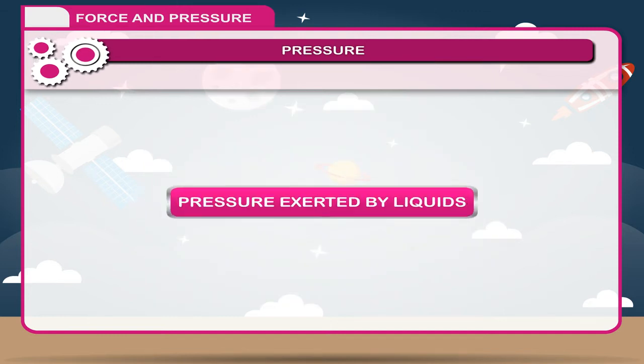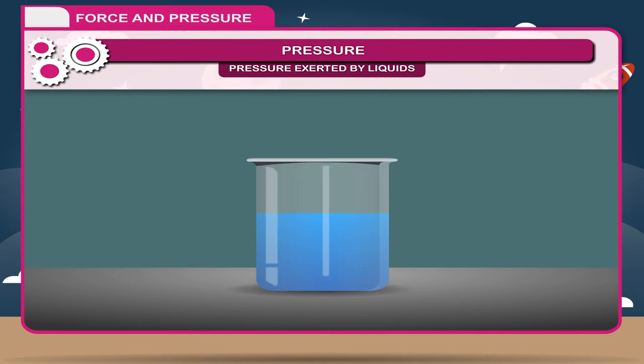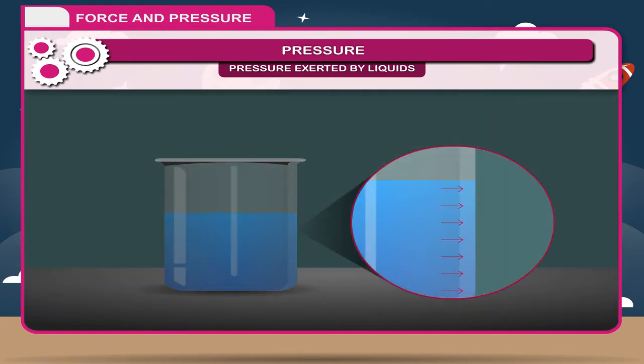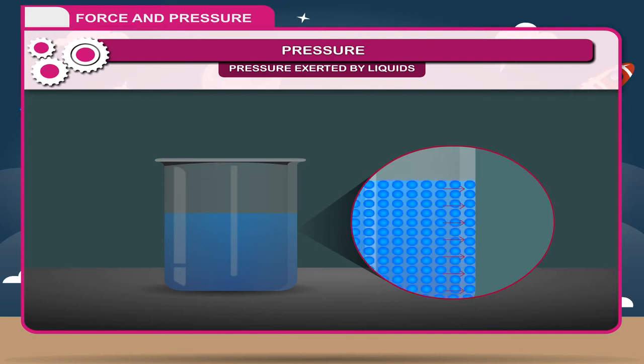Pressure exerted by liquids. A liquid contained in a vessel exerts pressure at the base of the vessel due to the weight of the liquid, and exerts pressure on the wall of the vessel due to collision between the molecules of the liquid and the vessel. Since the molecules of a liquid are continuously in motion, they strike regularly with the walls of the container. With every collision, these molecules exert a thrust on the walls of the container, thus exerting a pressure.